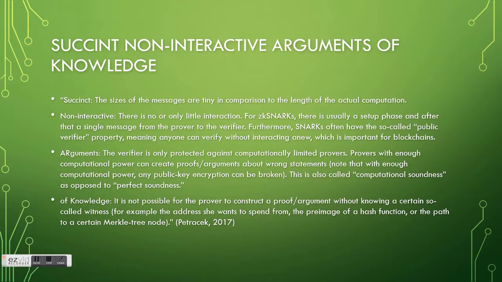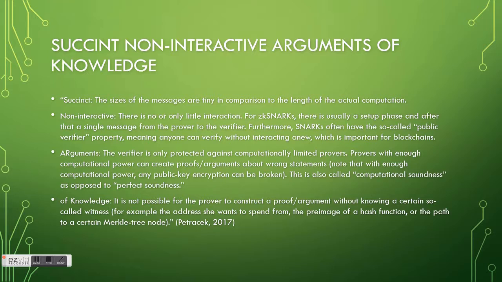Succinct meaning the size of the messages are tiny in comparison to the length of the actual computation. Non-interactive means that there is little or no interaction between the prover and the verifier, with only a single message being sent between the two. This also has a public verifier property that means anyone can verify the blockchain without renewed interaction.